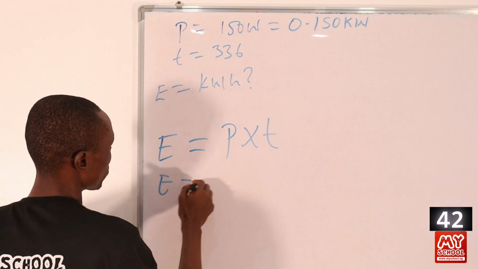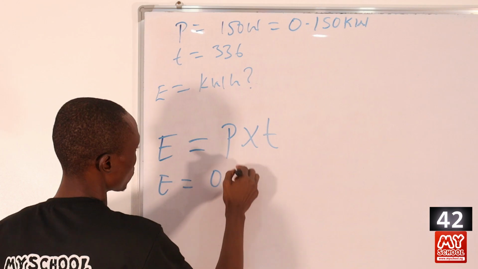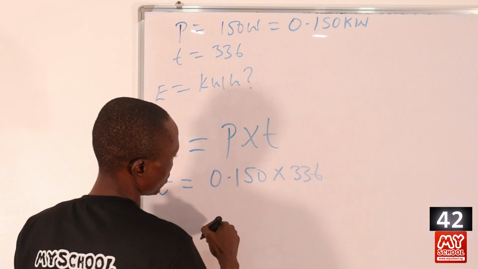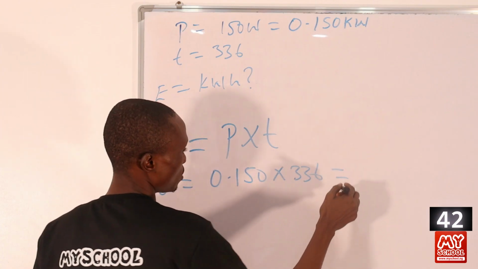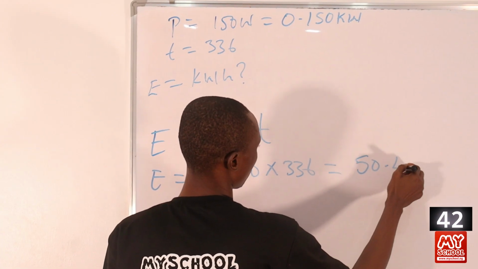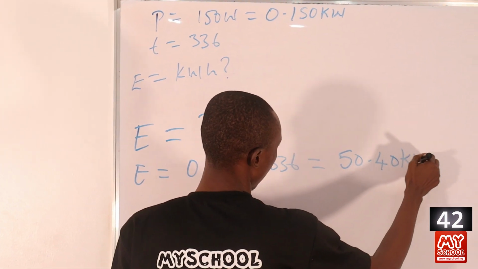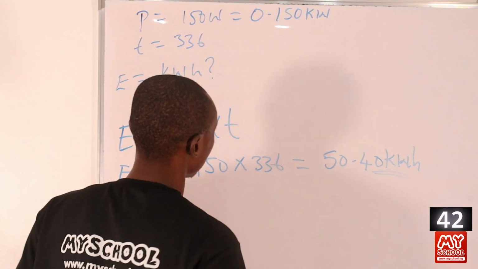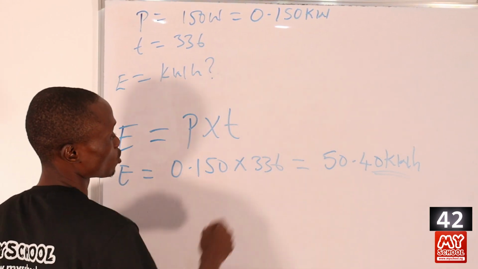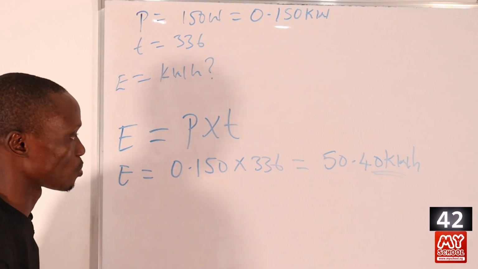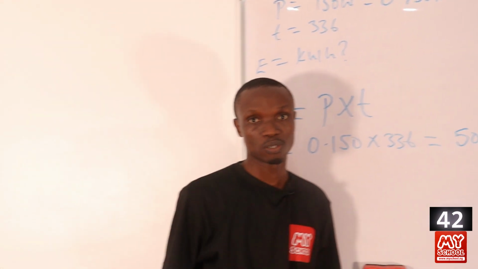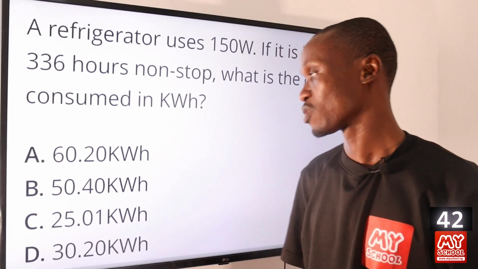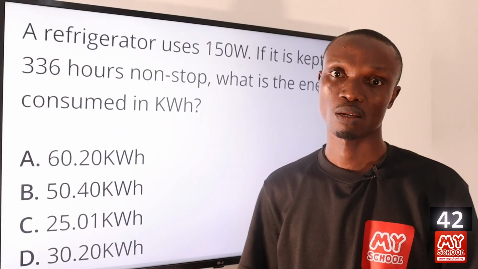So here we just substitute and multiply. E is equal to the power, which is 0.150, times 336. If we multiply this together, we'll have 50.40 kilowatt hour. So the energy consumed in kilowatt hour is equal to 50.40. Let's return back to the screen to pick the correct answer to this question, and that is option B, 50.40 kilowatt hour.